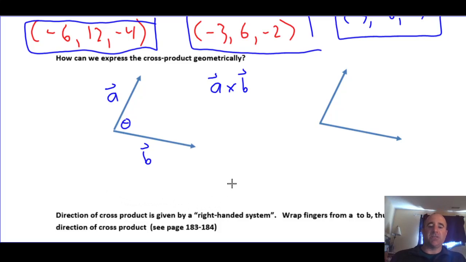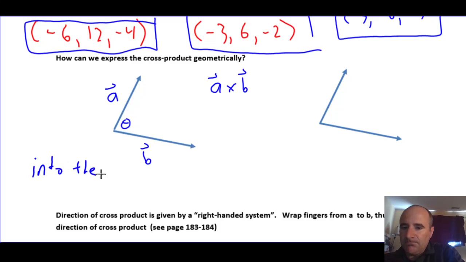The direction of the cross product is given by what's called a right-hand system. Take your right hand, wrap your fingers from A to B, and your thumb will point in the direction of A cross B. So if you think about that first one, does this one go into the page or out of the page? It goes into the page.